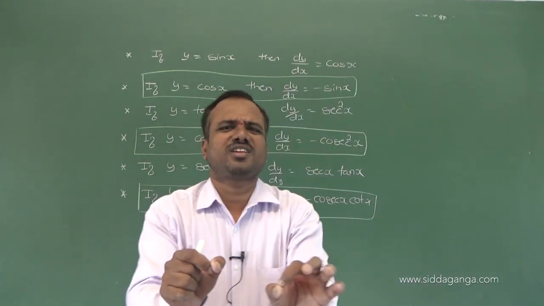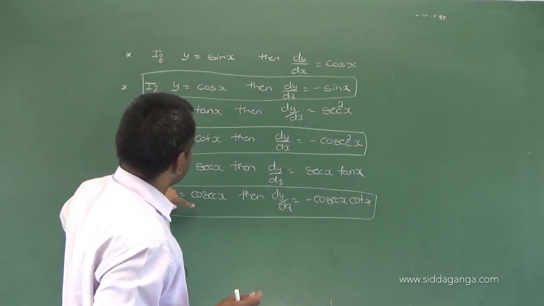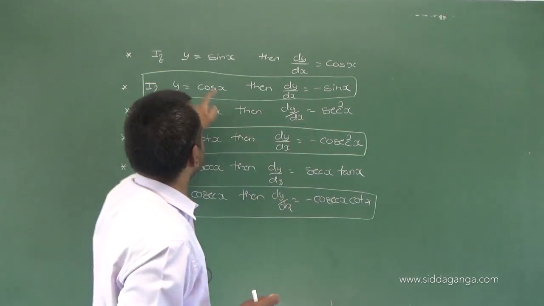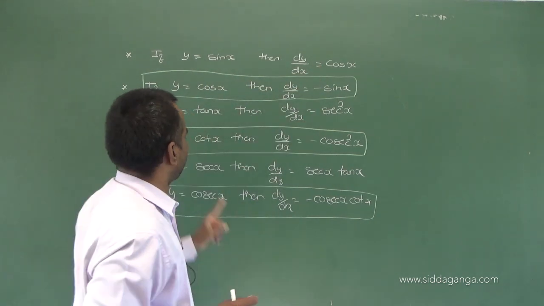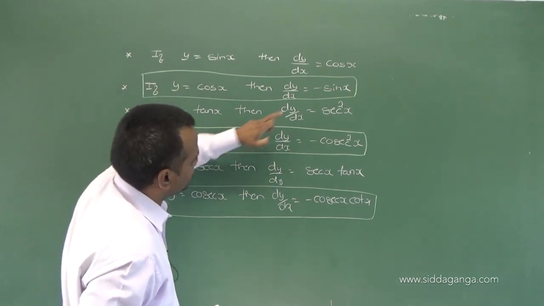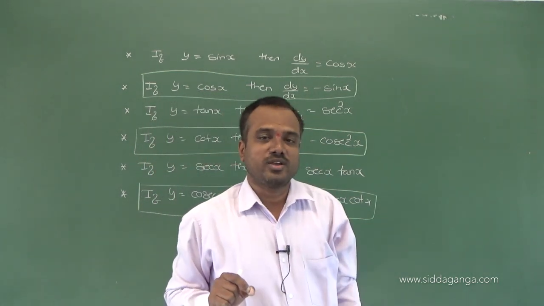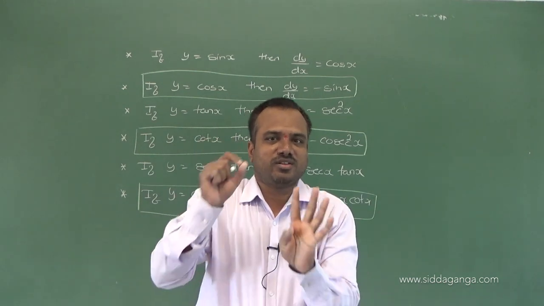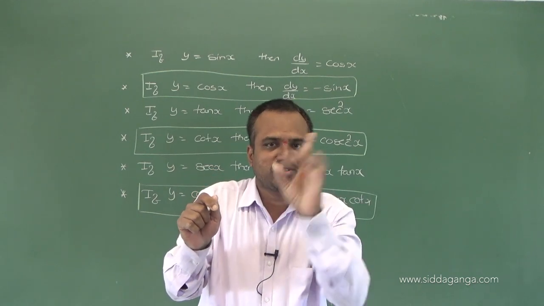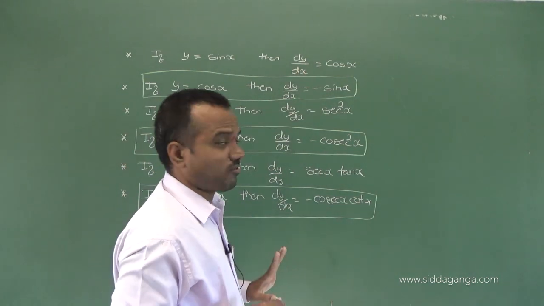My point is, this is a tricky point, not a standard one. If the alphabet C is first present, the derivative starts with a negative sign. Sin is positive, tan is positive, secant is positive. Only cos, cot and cosecant have derivatives that start with a negative sign. You must always remember this trick. Negative is present only when the function's name starts with C: cos, cot, cosecant. And you must remember all these formulas, that is very important.